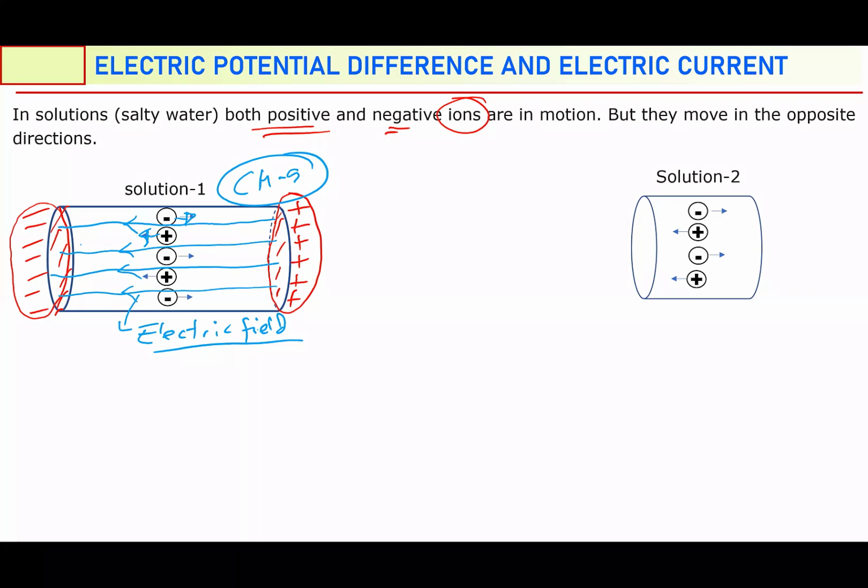My question is now different. Which solution now has a greater electric current? Tell me, which one? First solution or second solution? Which has a greater electric current? What do you think?